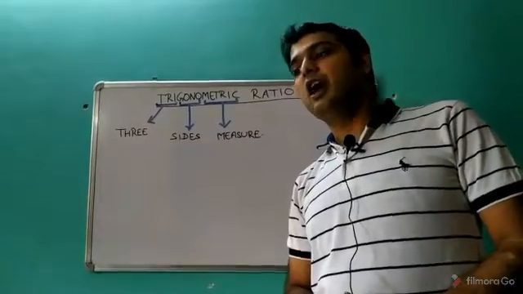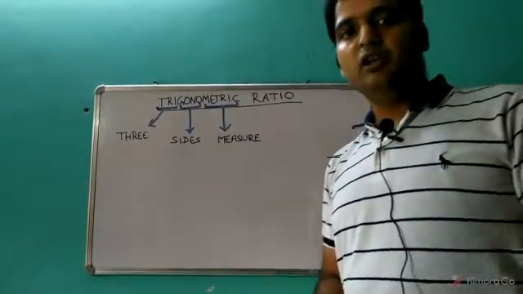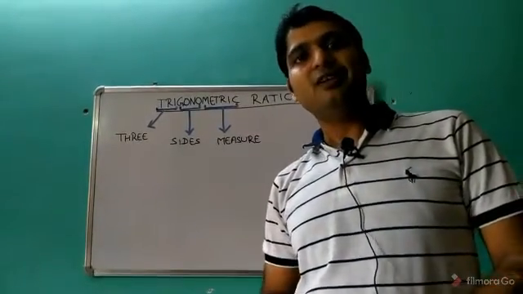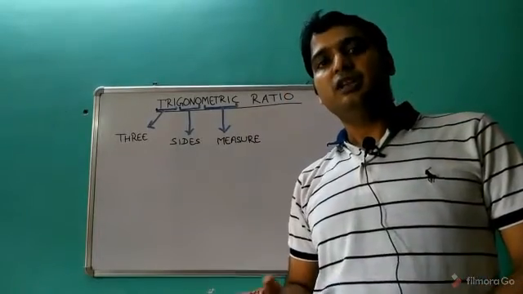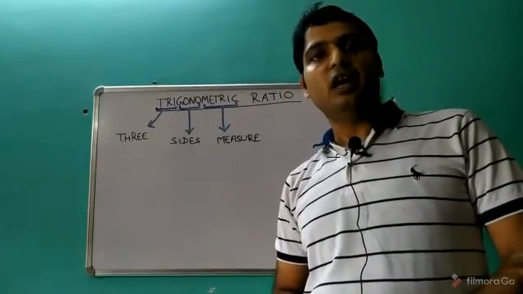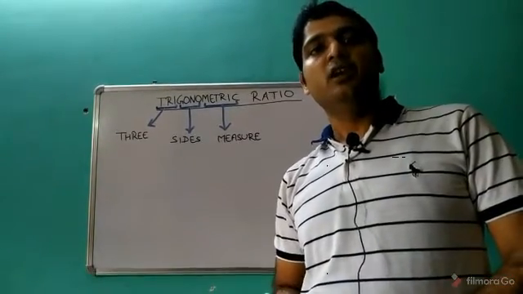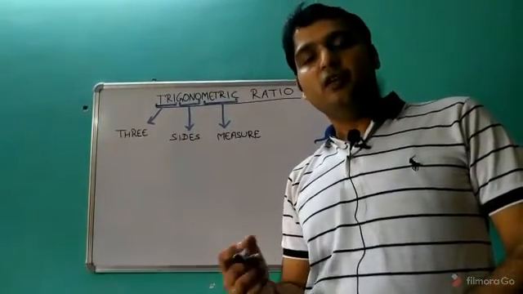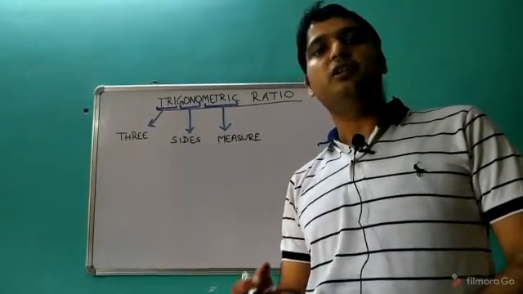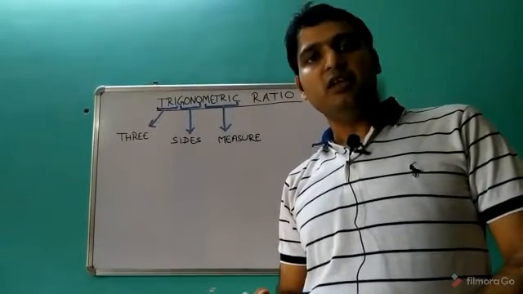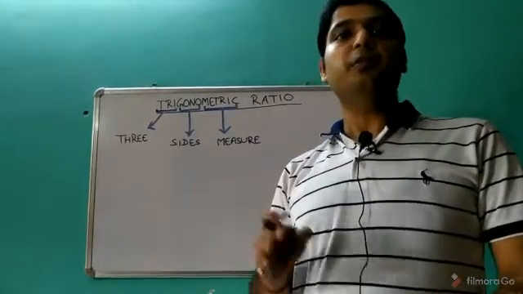Now we are discussing the trigonometry ratios. There are 6 types of trigonometry ratio: 3 are primary and 3 are secondary. Why do I call it primary and why secondary? Primary means that it originates from the triangle, and secondary means that it originates from the primary.